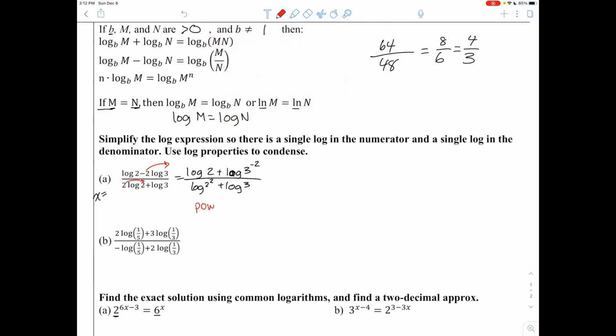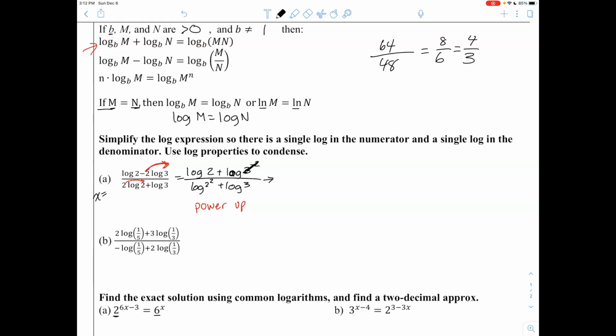And I did power up and make an addition statement so that I can combine using this property here, but you didn't have to power up the -2 in this situation. You could have just powered up the 2 and left it as subtraction. It'd still be the same process. So let's simplify that. That would be this here.